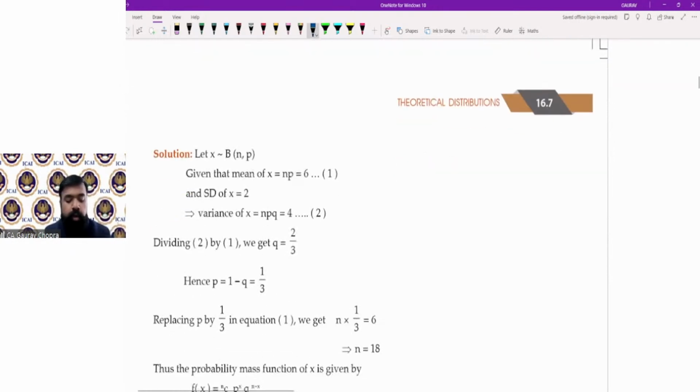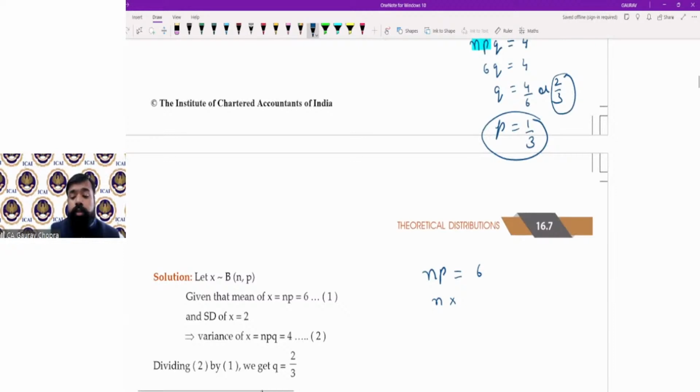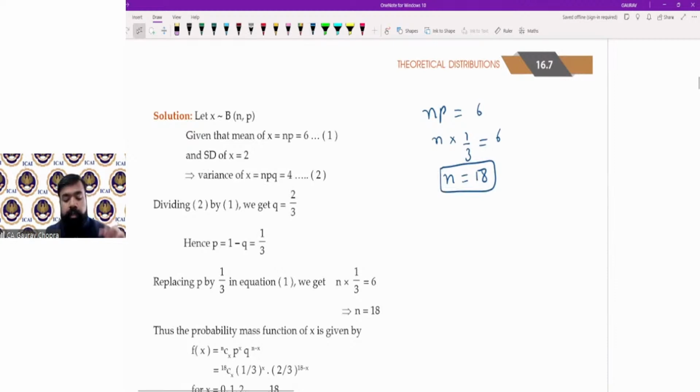Now, after this, you have to calculate N. So how to calculate N? So we know that mean is 6. And P we have computed how much? 1 by 3. So N into 1 by 3 is 6. So therefore, N will be 18. So N is 18.